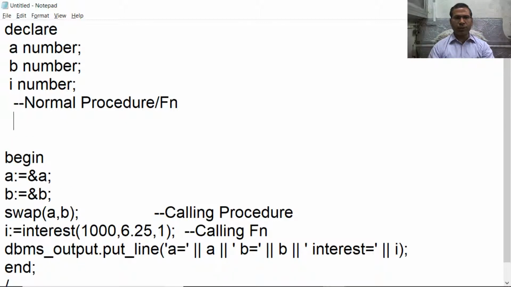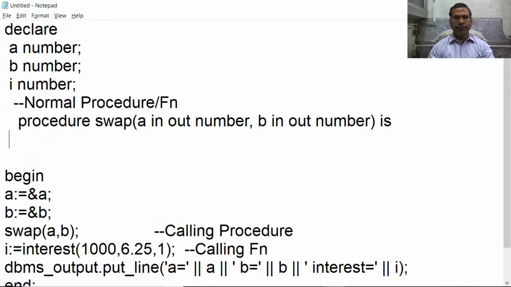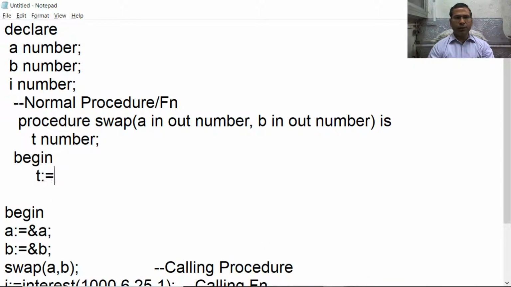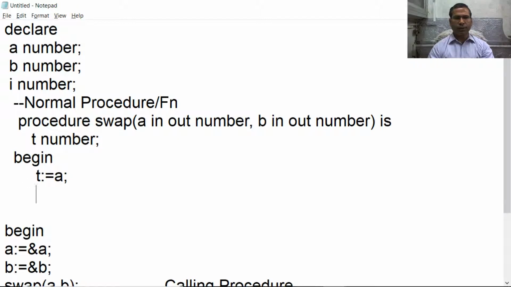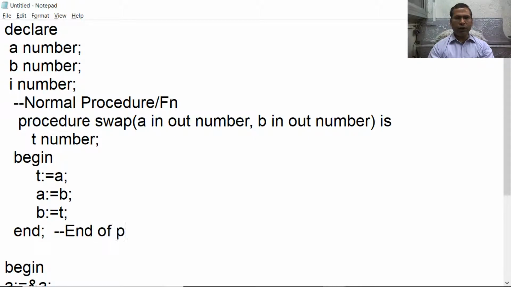So the first procedure is procedure swap. A in out number, B in out number. Then I need a local variable T of type number. Inside the begin section, I am writing T equal to A, A equal to B, B equal to T. End representing the end of the procedure.